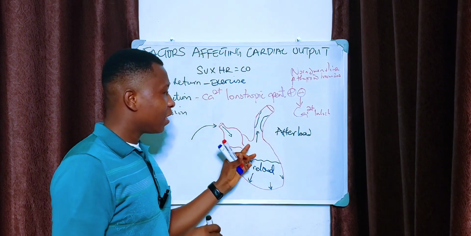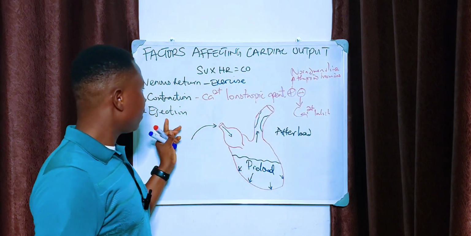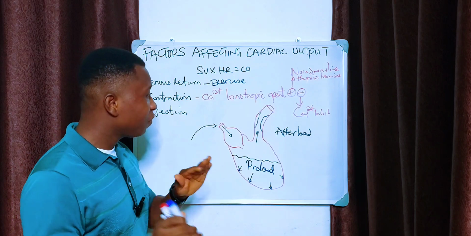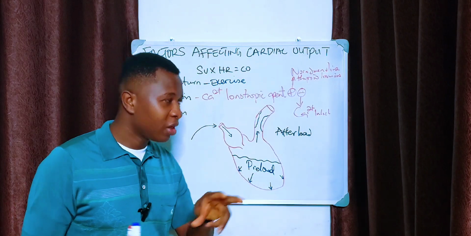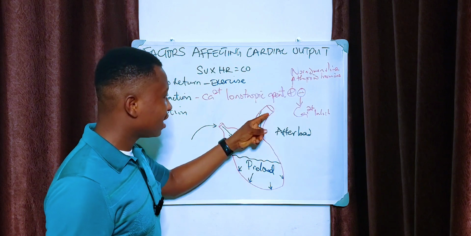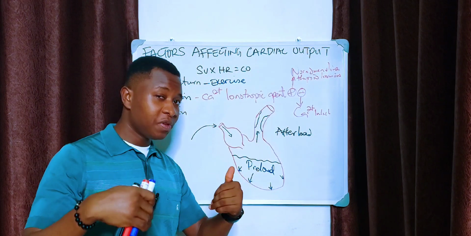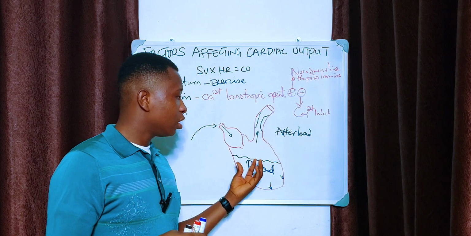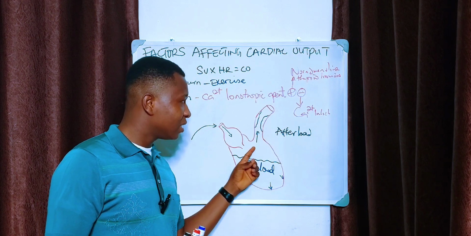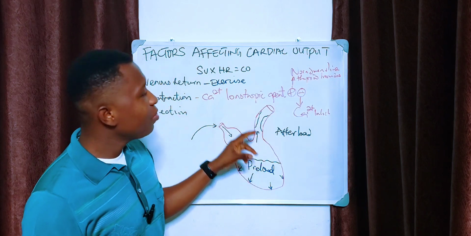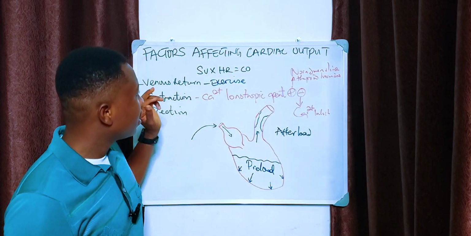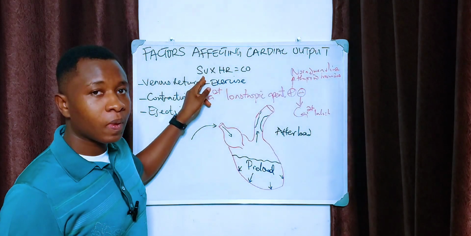So the process of ejection can be tampered with when you have things like this blocking the inner part of the blood vessel. When the heart contracts and the blood moves out, it definitely will affect the volume of blood that leaves the heart, and will definitely affect the stroke volume.